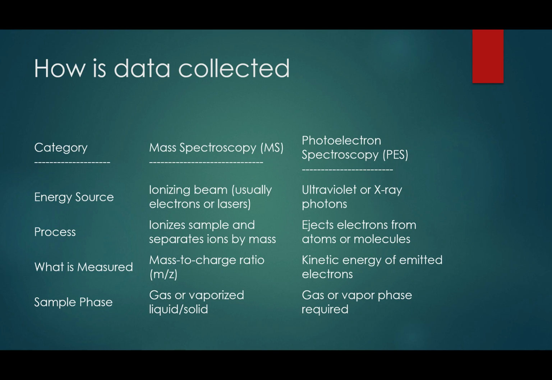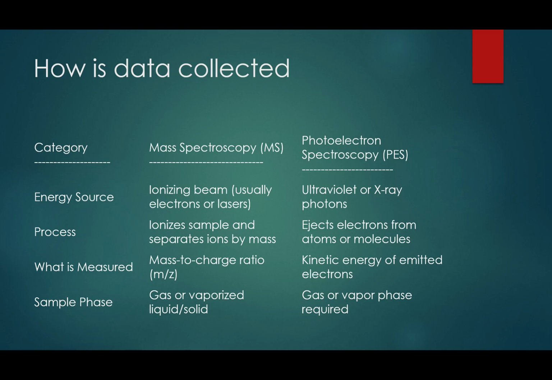Mass spectroscopy uses a high energy source like a beam of electrons or laser to knock electrons off the molecules in the sample. That turns them into charged particles called ions. Then, a magnetic or electrical field is used to separate those ions based on their mass-to-charge ratio, basically how heavy they are compared to their charge. The result is a spectrum that shows peaks for different masses, and we can use that to figure out what's in the sample.